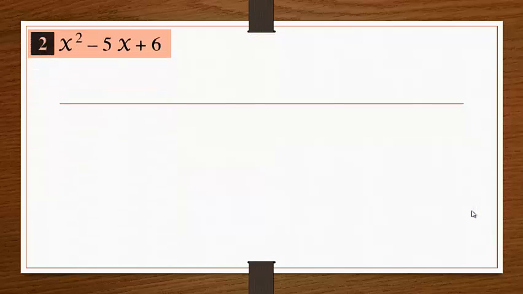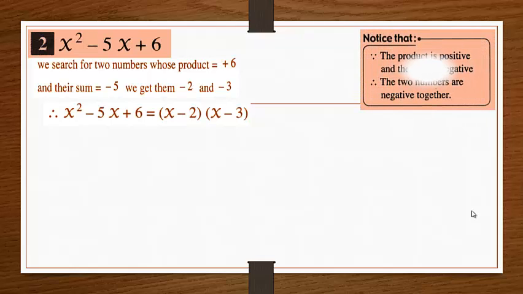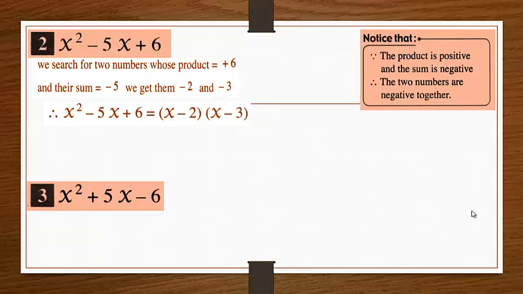Number 2, x power 2 minus 5x plus 6. We will search for two numbers, their product equals 6 and their sum equals negative 5. We get them negative 2 and negative 3. Then x power 2 minus 5x plus 6 equal x minus 2 times x minus 3. We notice that the product is positive and the sum is negative, then the two numbers are both negative.